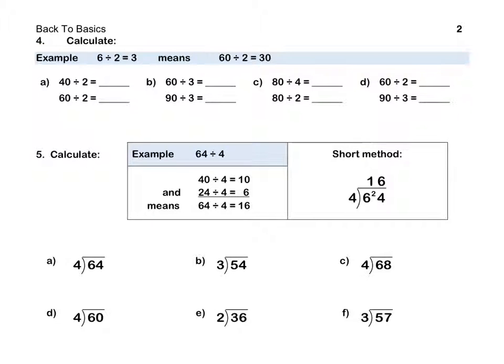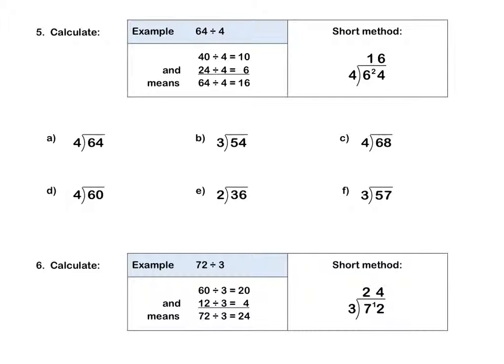Question 4. 6 divided by 2 is 3. Therefore, 60 divided by 2 is 30. Let's do this one together. 4 divided by 2 is 2. Therefore, 40 divided by 2 is 20. 6 divided by 2 is 3. Therefore, 60 divided by 2 is 30. Press pause to complete question 4.